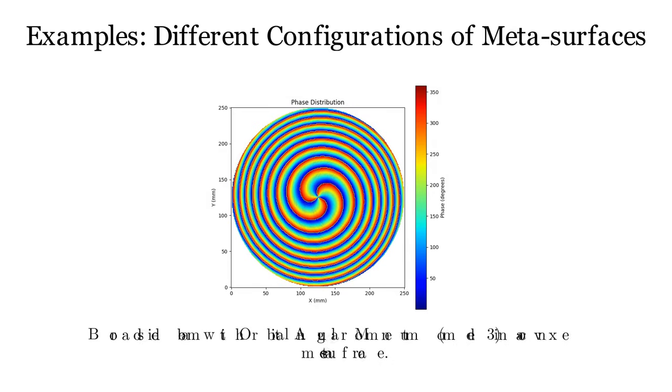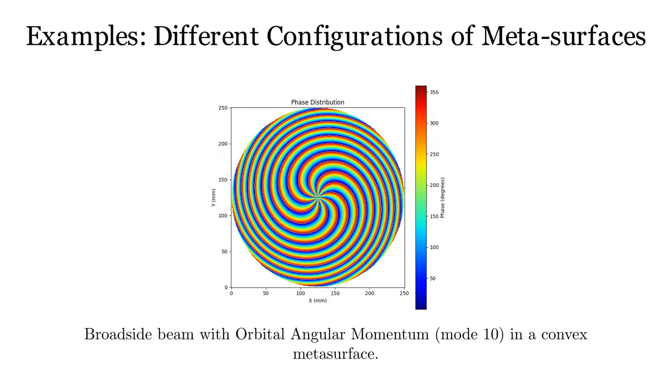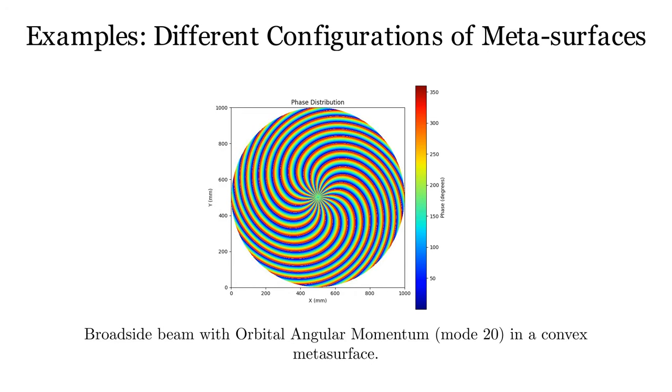Broadside beam with orbital angular momentum, mode 3, in a convex metasurface. Mode 10, in a convex metasurface. Mode 20, in a convex metasurface.